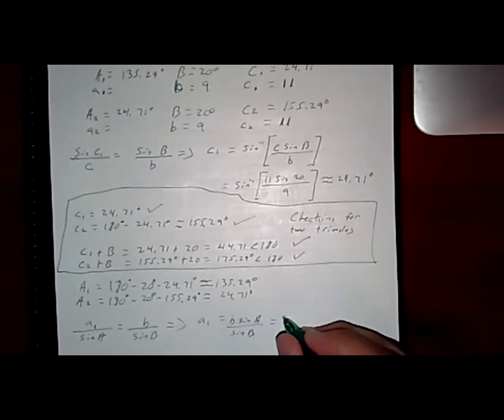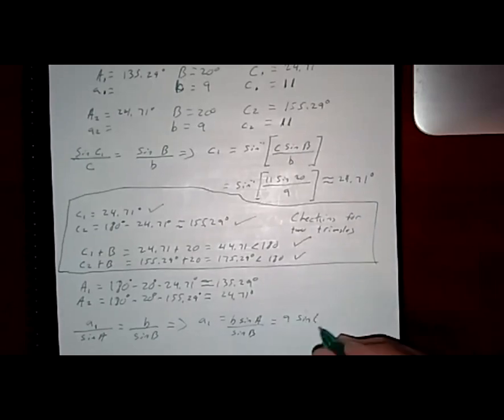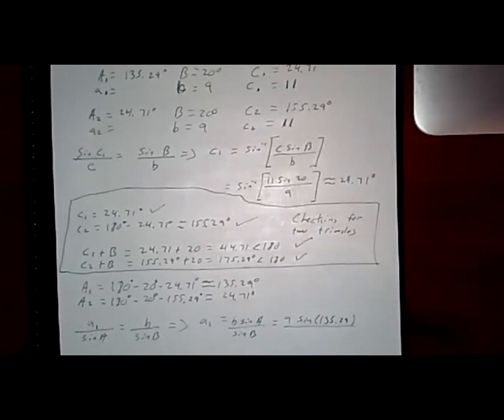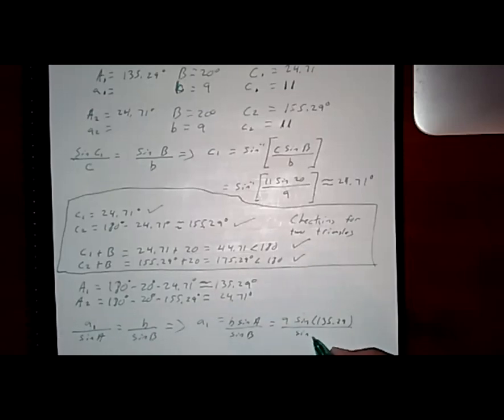Little b is 9. Sine A is 135.29 over sine. What did I do? No, that's good. Sine B should be 20. Yeah, I thought I messed something up for a second. We're good. All right, so punch that into your calculator and you should get 18.51.